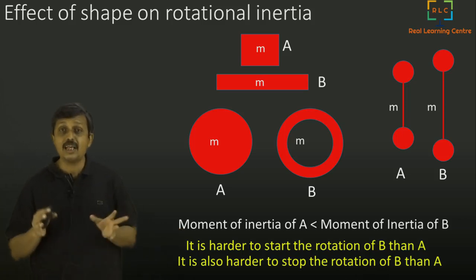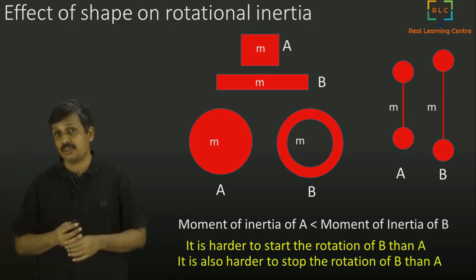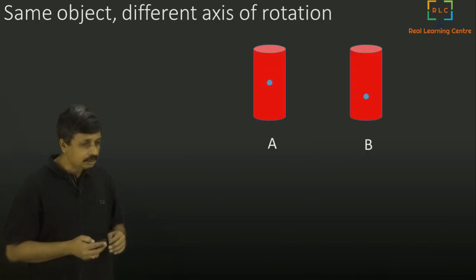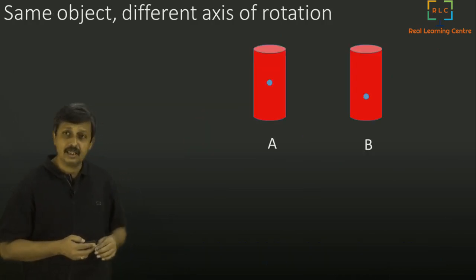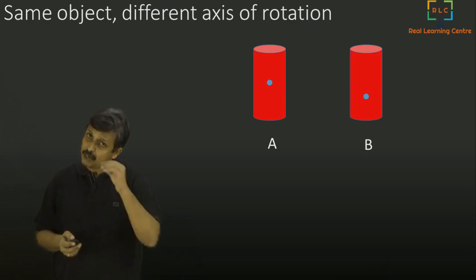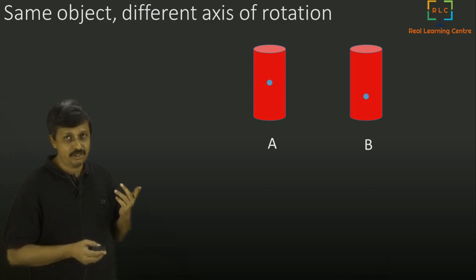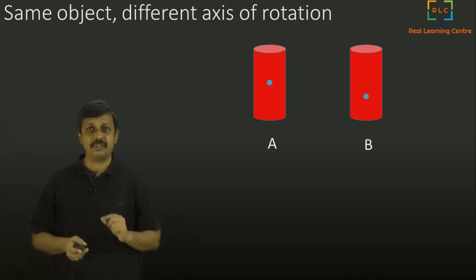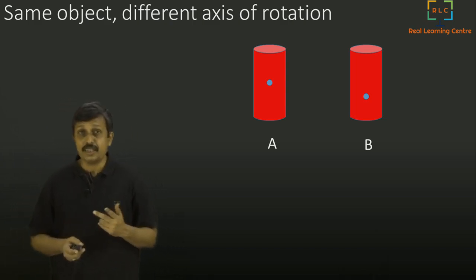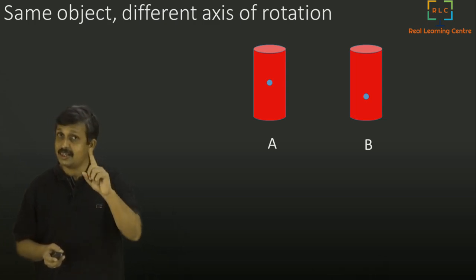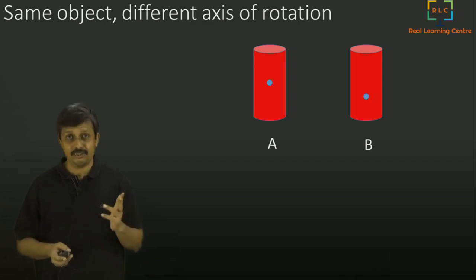So that is how the shapes affect moment of inertia, or what we call rotational inertia. Even with the same object, if you have a different axis of rotation, the moment of inertia will be different. That means it is not only dependent on the shape and the mass, it is dependent on a third entity called the axis of rotation. So what is this axis of rotation?